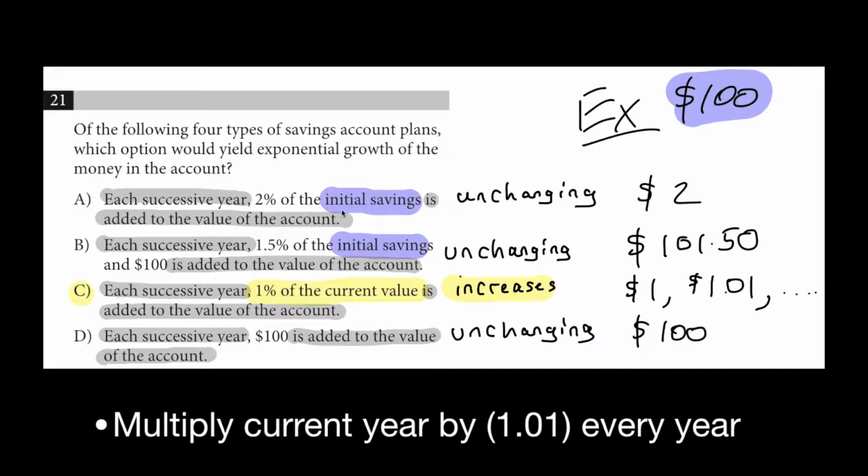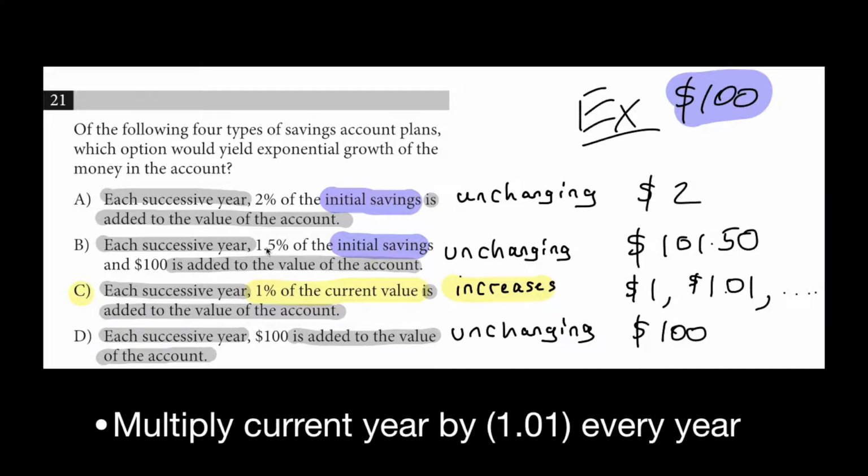If you just take 2% of the initial savings, well, let's take, for example, let's say you first started at $100. And so the 2% of the initial savings would be $2. And every time it would be $2. Every year you get $2 more. That's unchanging. That's a fixed constant slope that produces on a graph a straight line. That's arithmetic growth. Fine. That's not the answer.